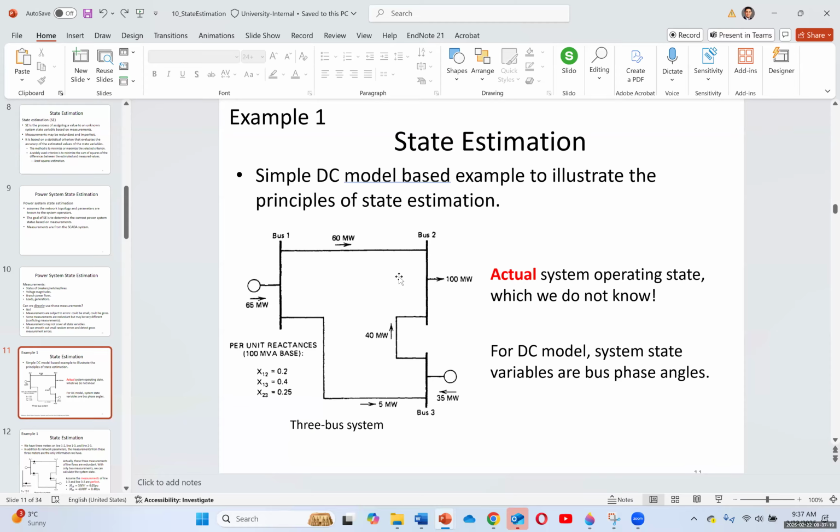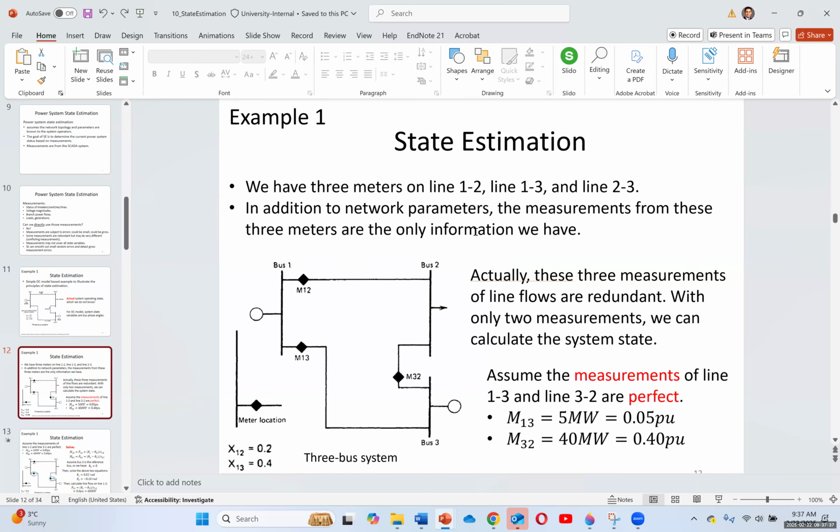So the actual system operating state, we don't know that. And we can use a DC model and use the phase angle and the power to calculate those. Now, to solve this problem, we have 3 meters. One is between line 1 and 2, one between line 1 and 3, between these two generators. This is between the generator and one between line 2 and 3, between this generator and this load.